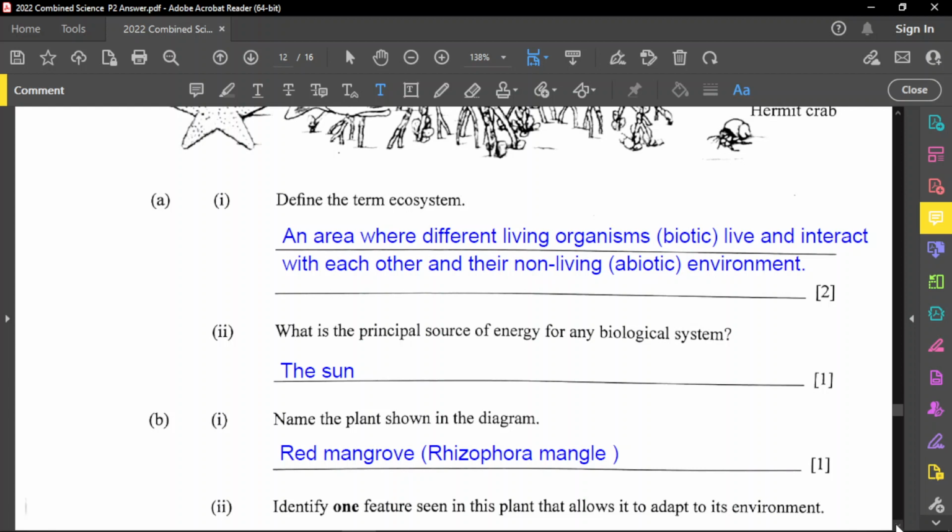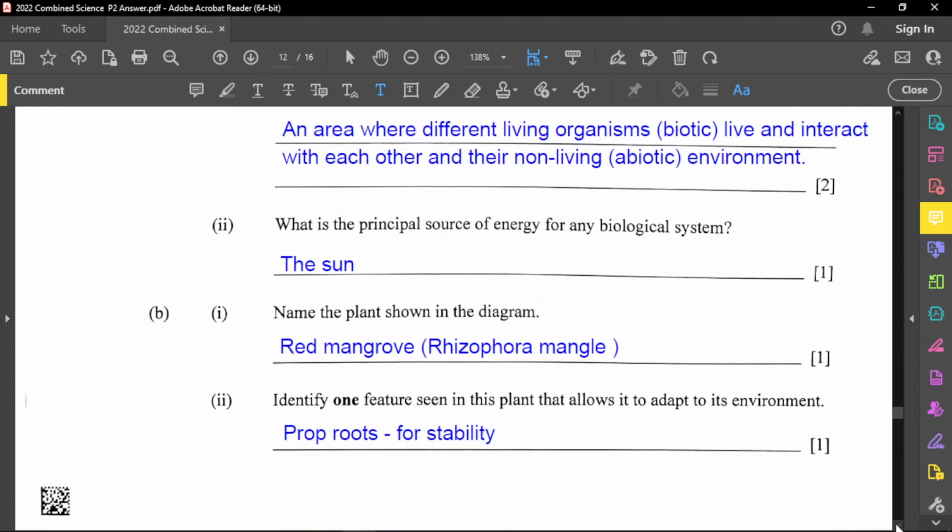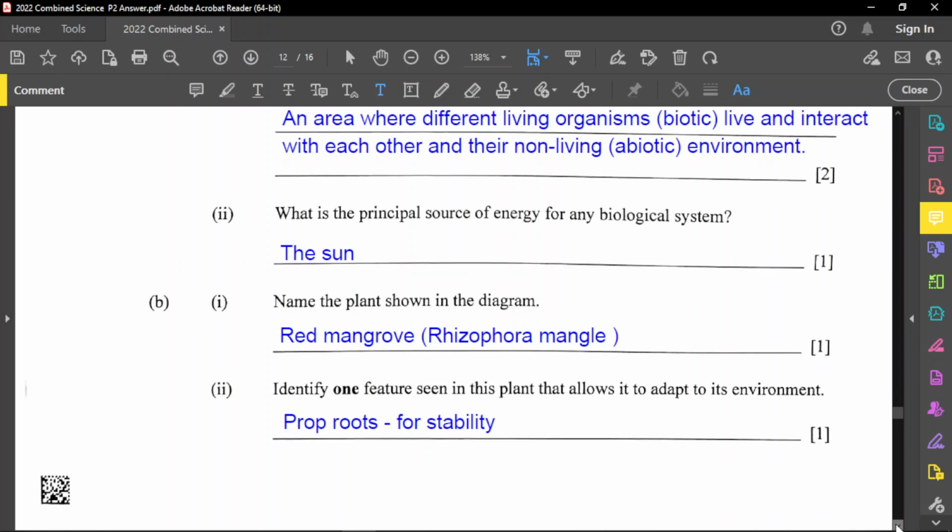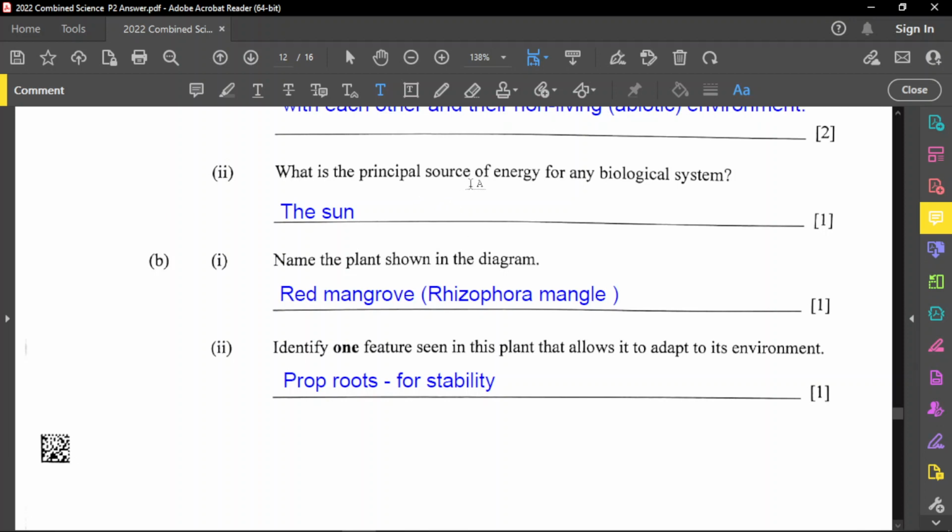As a matter of fact, it can also be described as a group of communities interacting with each other and also with the non-living environment. You need to know what abiotic and biotic are. Some examples of biotic will be animals, plants, and so on. And abiotic will be rocks, water, the temperature, and all of those things. Part 2 is what is the principal source of energy for any biological system, and that is the sun. The sun is the principal source of energy for every biological system. That's where the first energy comes from.